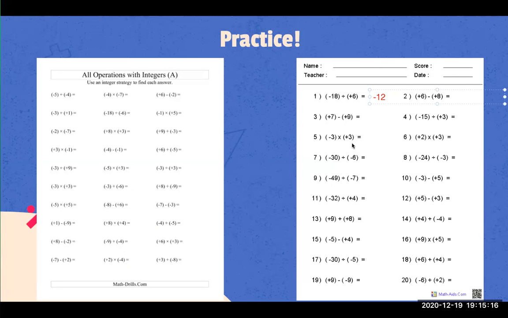Let's go on to Jinan or Jinan. I don't know how to pronounce your name. Well, it's Nan, but the G is silent. Okay, Nan. You can do number 2. That's negative 2. Okay, good job. Let's go on to Manya. Manya, you can do number 3.